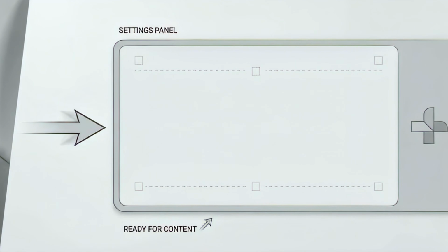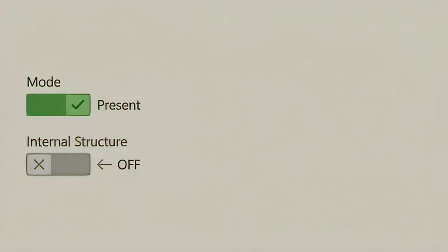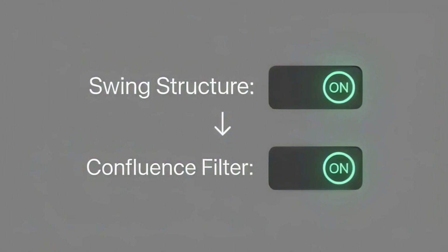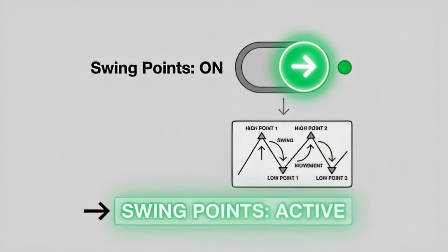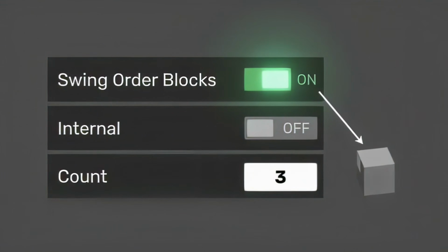So let us pull it all together into a clean, recommended setup. Mode on present for live trading. Internal structure off while you are learning. Swing structure on. Confluence filter on. Swing points on, so you can see the strong and weak levels. Swing order blocks on. Internal off. Count reduced to about 3.